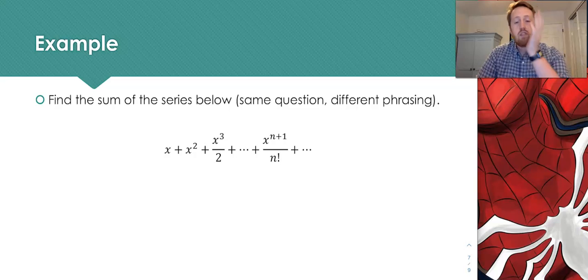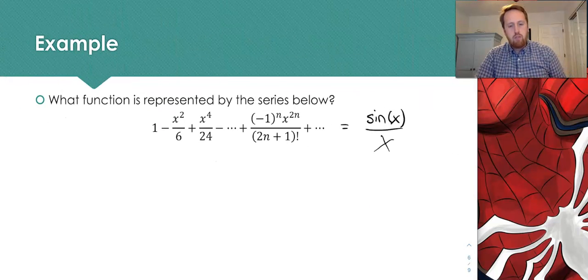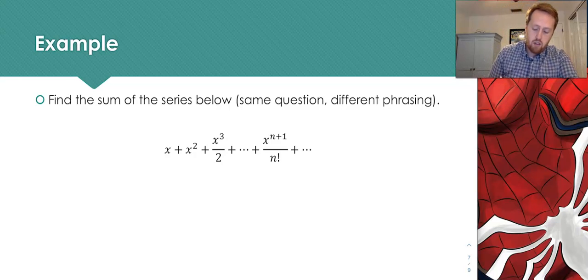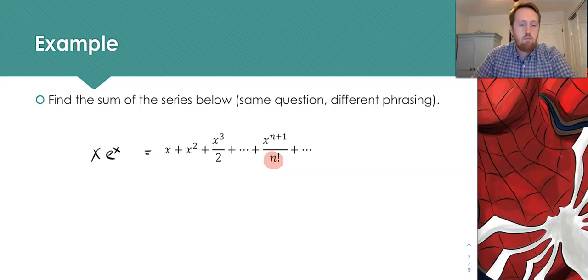Find the sum of the series. This is the same exact question, but a different phrasing. So, what function is represented by the series below? Find the sum of the series below. They're saying the same thing. Now here, the factorial I notice is n factorial. That makes me think e to the x. But e to the x doesn't have that plus 1, right? So how do they increase the power? They must have multiplied by x. That's it.